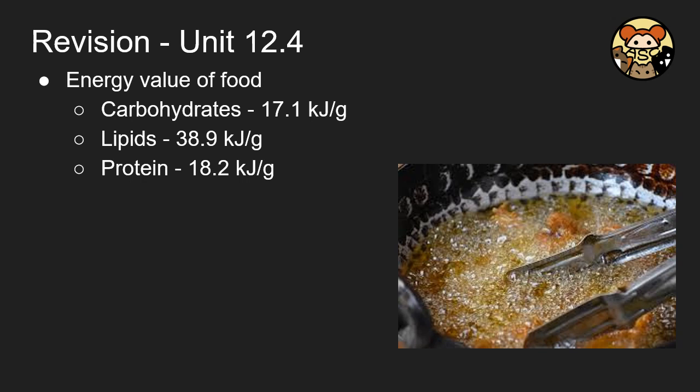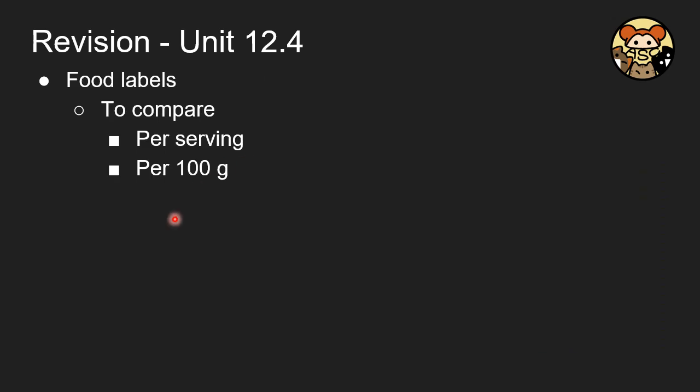The next part we will talk about the food label, and we come across food labels in our daily life. So what we are doing is comparing by serving and also by per 100 gram. So remember, usually per 100 gram is the way that we do it because it will normalize different servings, like the large package or small package.